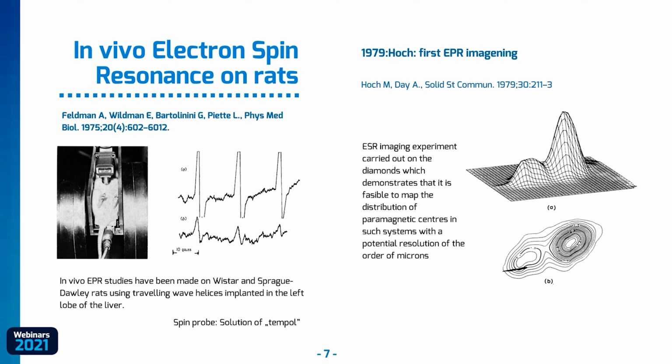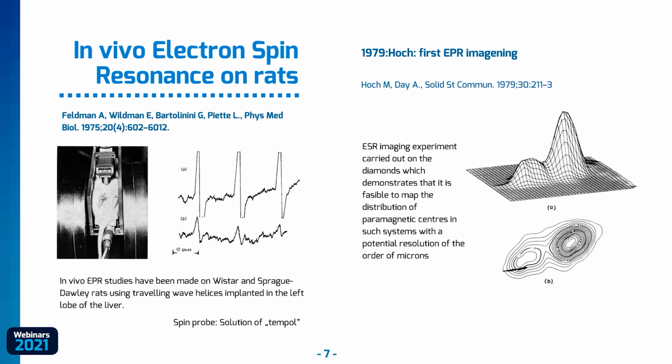In 1975, an in vivo experiment on rats was performed. The EPR signal was observed with the helix immersed in the solution of tempo. The in vivo detectability with the helix was more than one order of magnitude worse than in the in vitro case. The author described a potential solution, and this is a citation from the paper: this can probably be improved through the use of a time averaging computer.